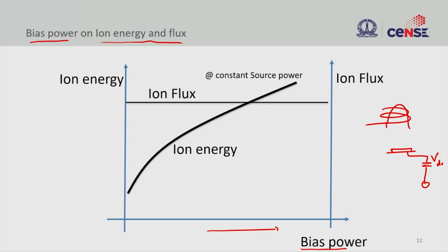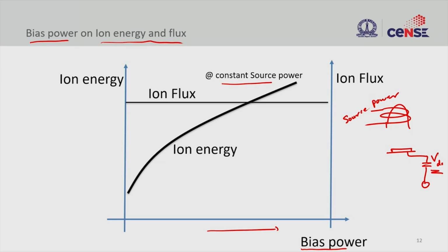So the ion energy, at constant source power. The source power is nothing but whatever we give to this coil, right? This is the source power. The reason why we call it source is because this is what creates the plasma. So we are not changing anything to the plasma, we are only changing the bias. So what will happen to the ion flux and ion energy?